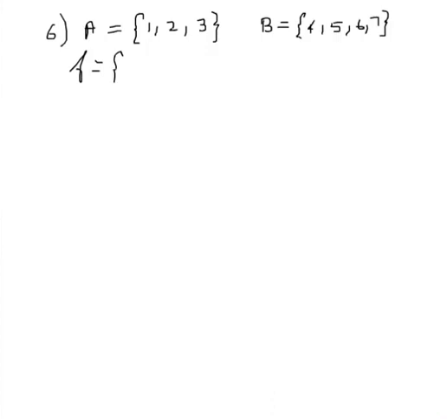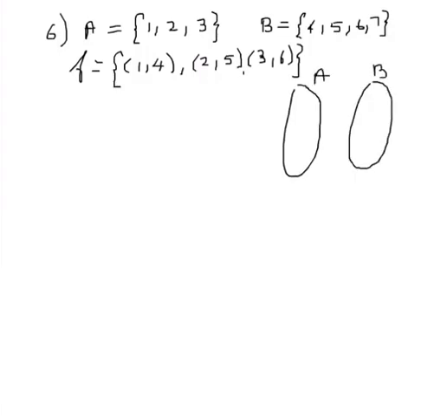Question 6. Let A be the set 1, 2, 3 and B is the set 4, 5, 6 and 7. F is defined as, it is given in roster form, 1, 4, 2, 5, 3, 6. 3 elements it has. Let F be a function from A to B. Show that F is one-one.